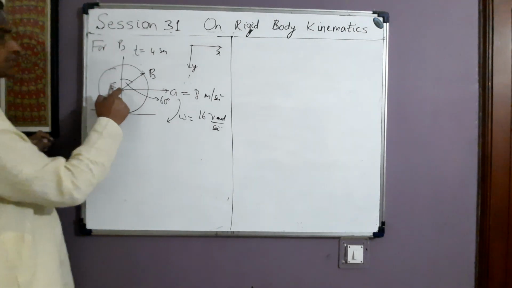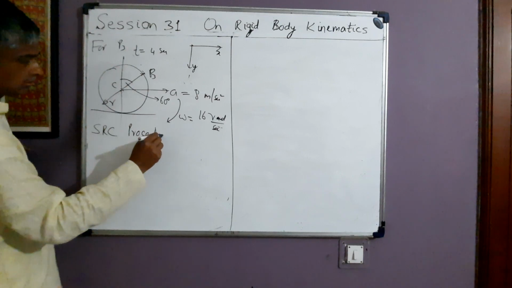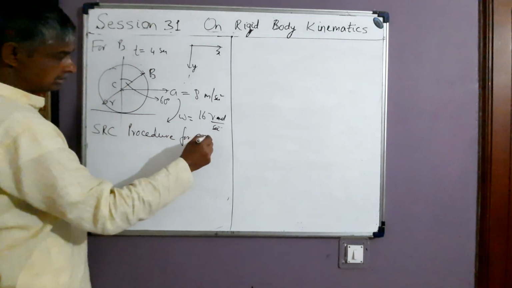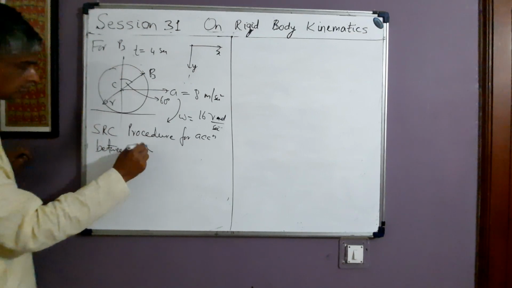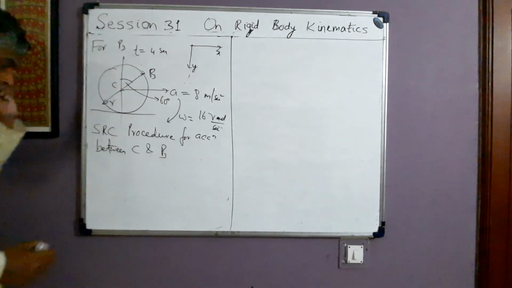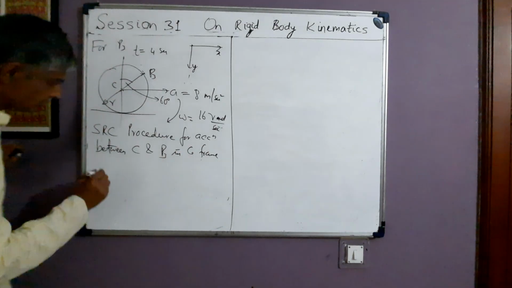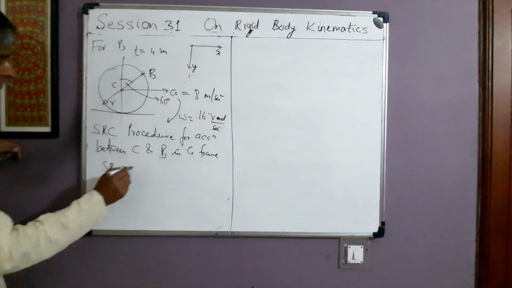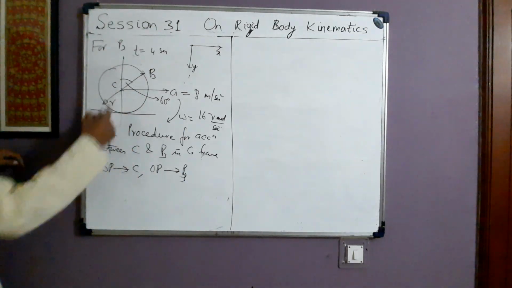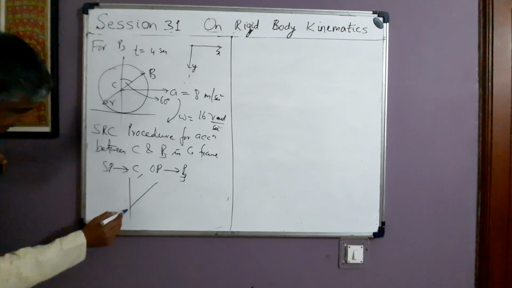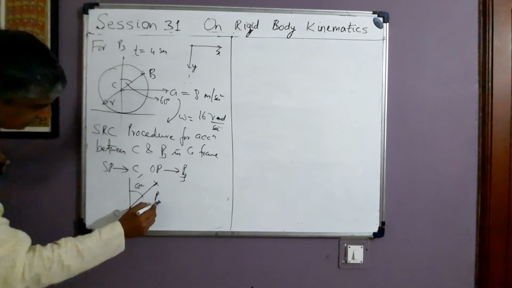I apply the SRC procedure of acceleration between C and P3 in G frame, G meaning ground frame, okay? So first I write the formality. SP arrow C, OP arrow P3. I draw the line joining SP and OP. That is the line CP itself. C is here, P is here. This angle is 60 degree.